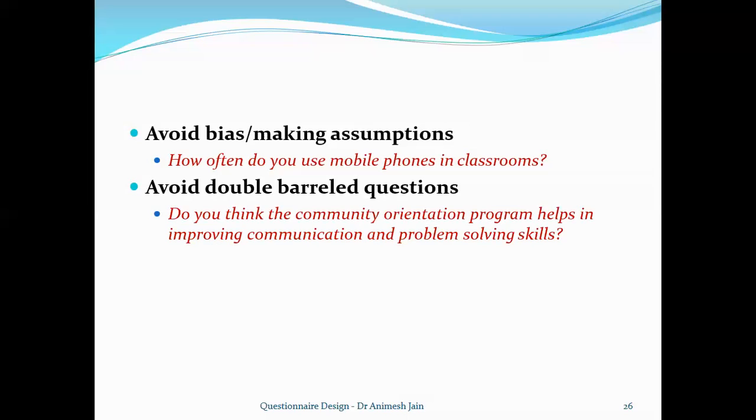Many a times my questions are double-barreled. This double barrel comes from the concept of a double-barrel gun, where you're using a gun with 2 barrels or 2 pipes, which fires 2 bullets at the same time. So here the question is targeting 2 things at the same time. For example, do you think the community orientation program helps in improving communication and problem solving skills? Now, if I'm a respondent and I say yes, it's improved my communication skills, this question gives me 2 things. How do I answer that?